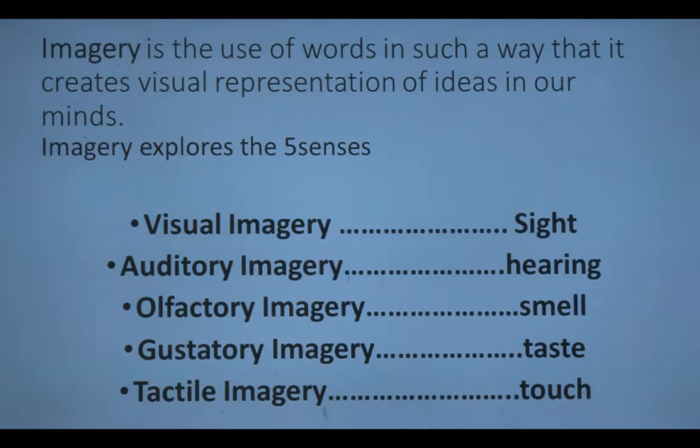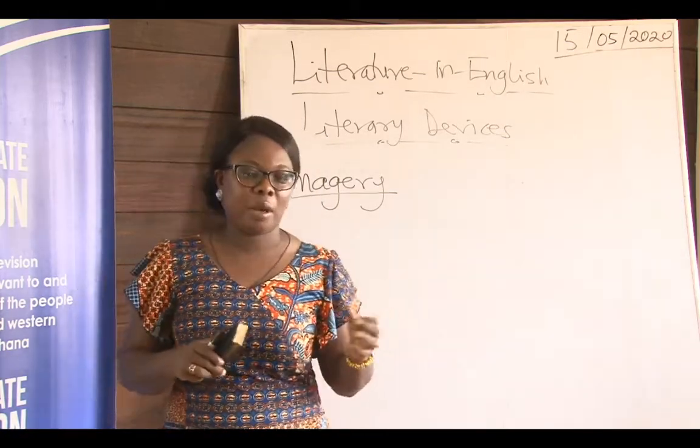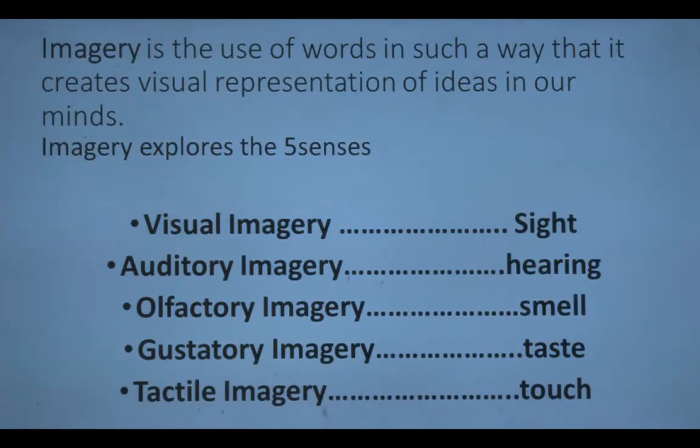The moment you hear imagery, what comes to mind? Image, picture. So when you hear imagery, what comes to mind? A picture or an image. Imagery is when you are called upon or made to visualize something in your mind's eye. You imagine seeing it when something is described. By the use of certain words by writers, you are made to imagine seeing whatever is described. In literature, we have five types of imagery, and this imagery makes use of our five senses.